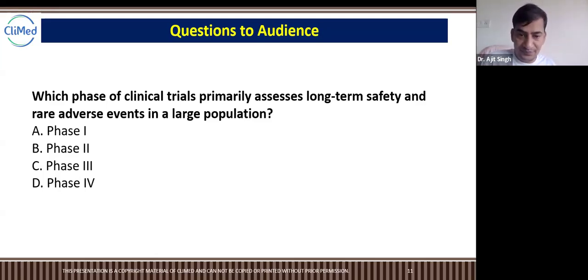Hepatotoxicity of, renal failure of. No, renal toxicity is okay. But tell me the drug name also. I'm asking the example of drug and their long-term effect.